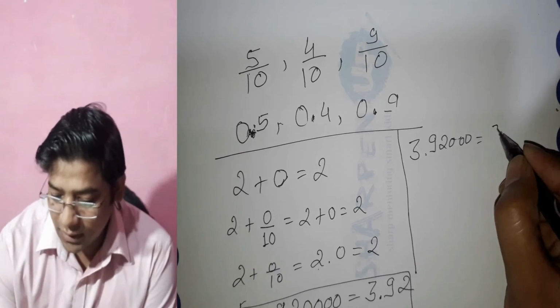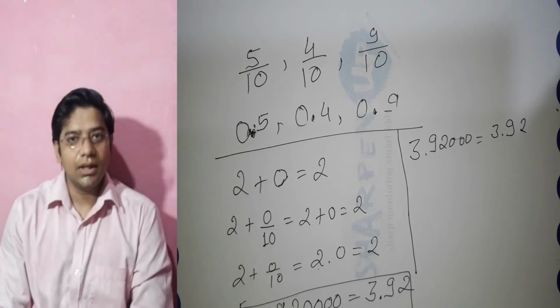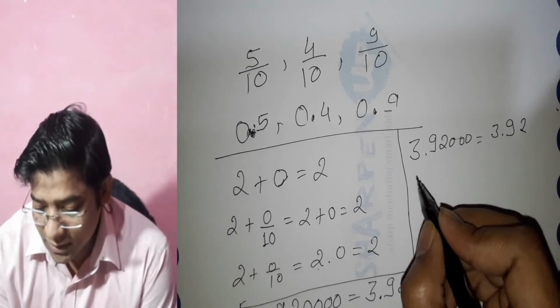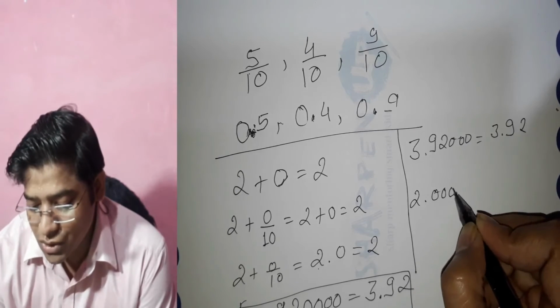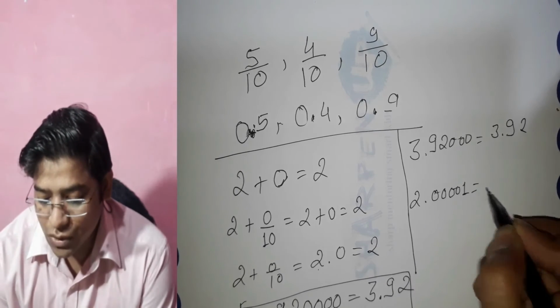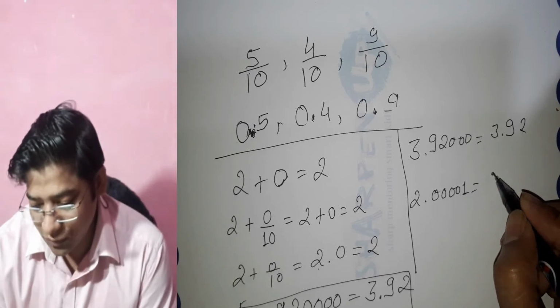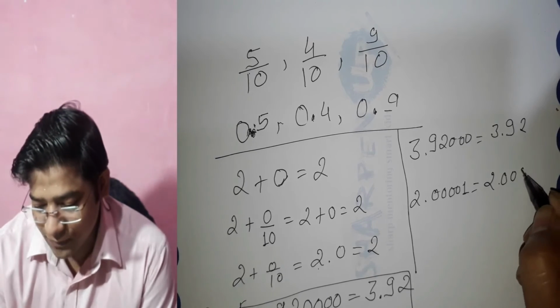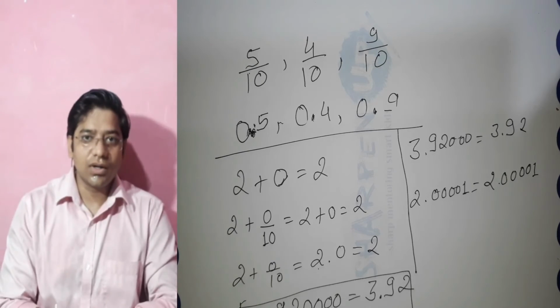So we can write 3.92 and all the zeros will be negligible. But if there is written here, suppose, 2.00001, you can't remove zeros from here. This is the value, so you have to write it as it is. Okay, so I hope you have got it.